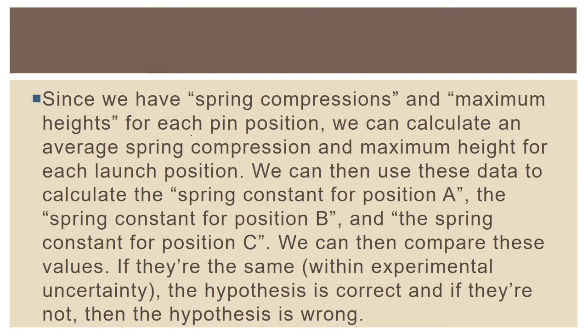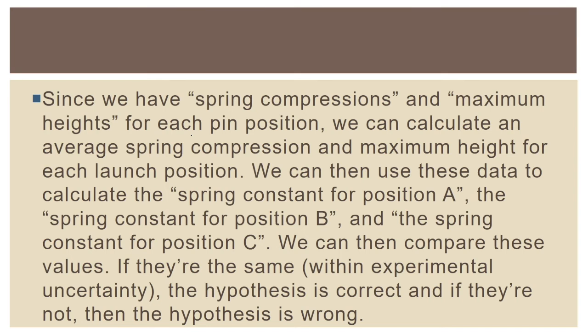We can calculate an average spring compression and maximum height for each launch position. We can then use these data to calculate the spring constant for position A, the spring constant for position B, and spring constant for position C. Now, we already know these are going to be the same. And so we can just say here, we can then compare these values. If they're the same within experimental uncertainty, the hypothesis is correct. And if they're not, then the hypothesis is wrong.